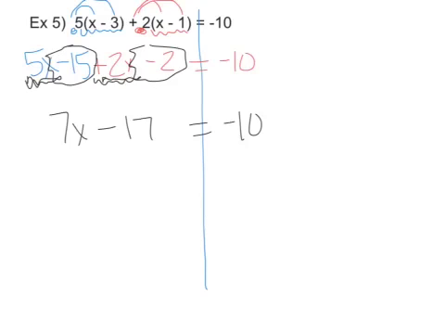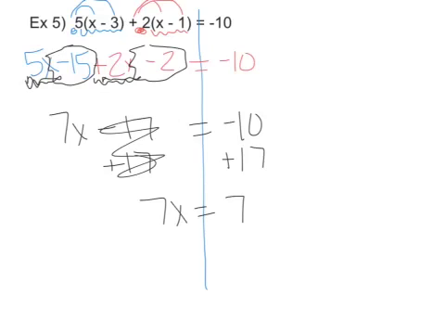Okay, now we have a two-step equation. So step 3, undo your addition and subtraction. We're going to get rid of this minus 17 by adding 17 to both sides. These will cancel, and we'll have a 7x on the left. And on the right, negative 10 plus 17 is positive 7. And then step 4, undo multiplication or division. So we'll divide by 7. And x equals 1.